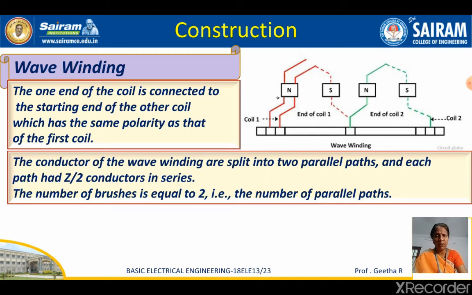So there, coil 1 passes through the north pole. It is connected to coil 2, which is under the north pole only. Similarly, that will be connected to coil 3, which is again under the north pole only. So there will be only 2 paths available here. The number of parallel paths here is fixed, it is 2.